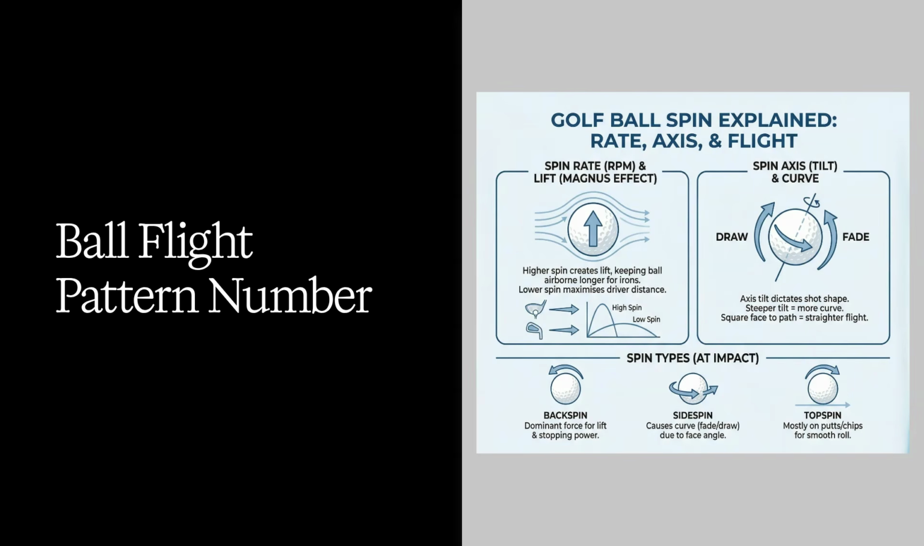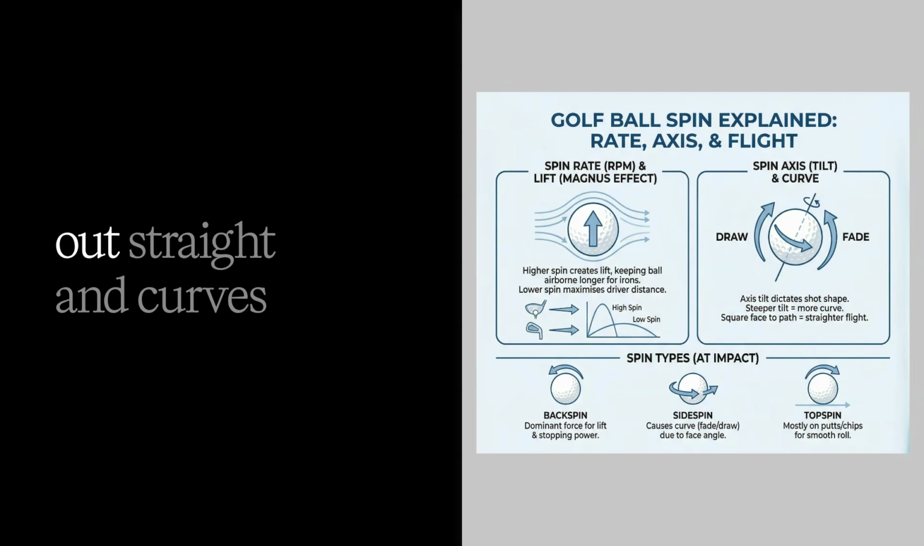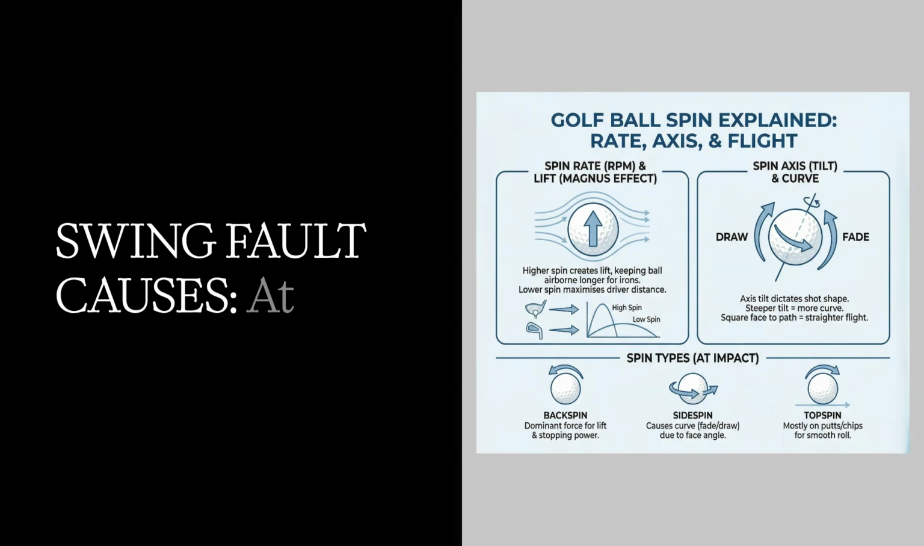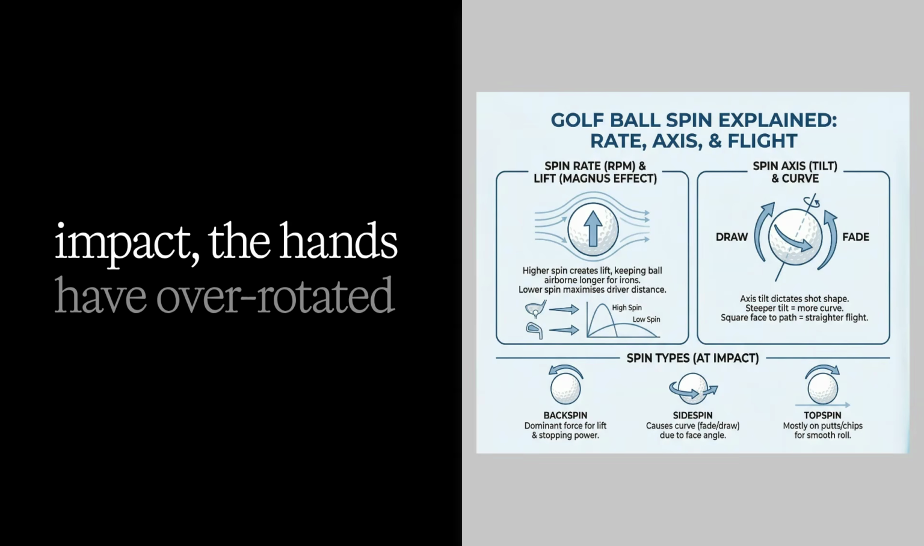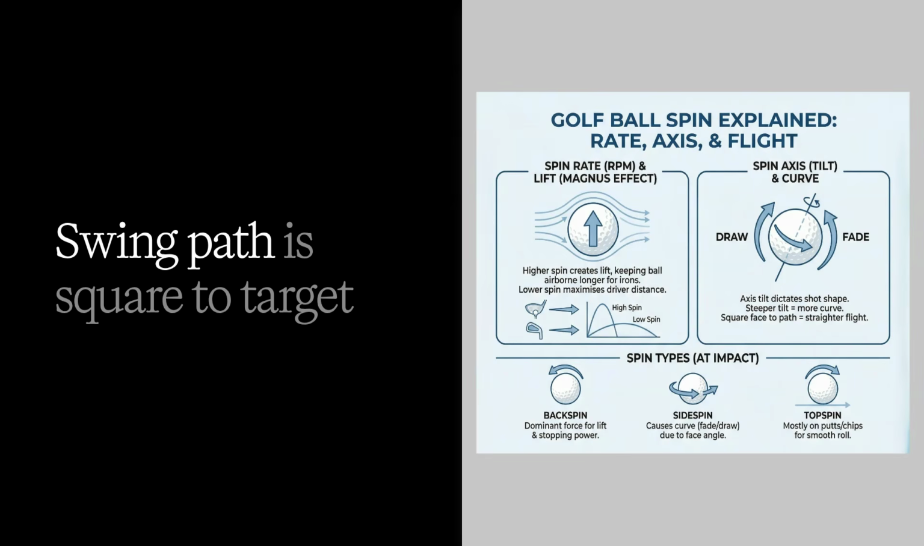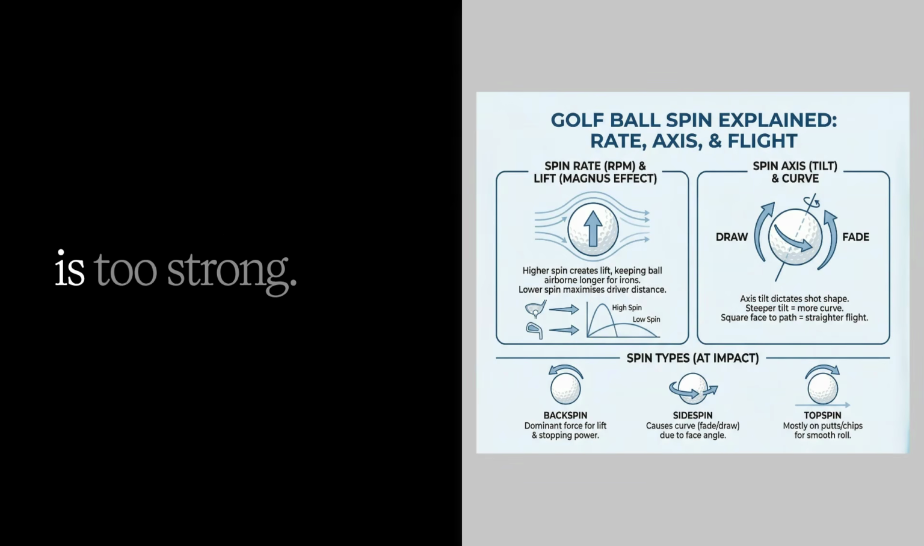Ball flight pattern number 4. Draw or hook. Description: the ball starts out straight and curves left of target. Swing fault causes: at impact, the hands have over-rotated and closed the club face. Swing path is square to target with club face closed at impact. Could be caused by a grip that is too strong.